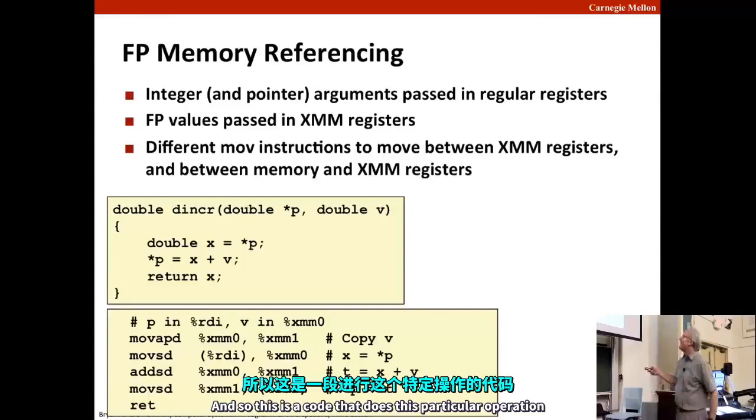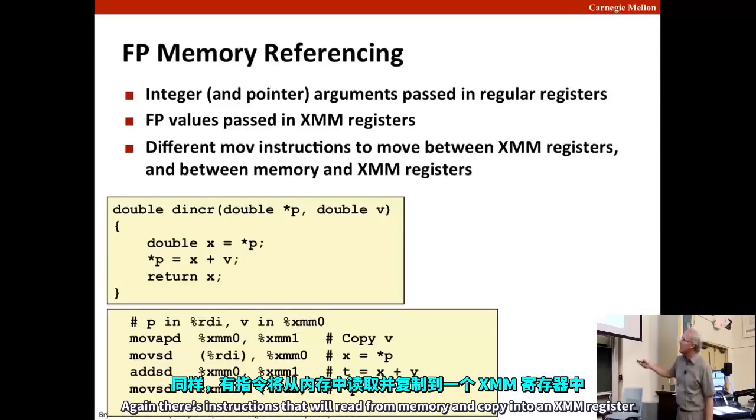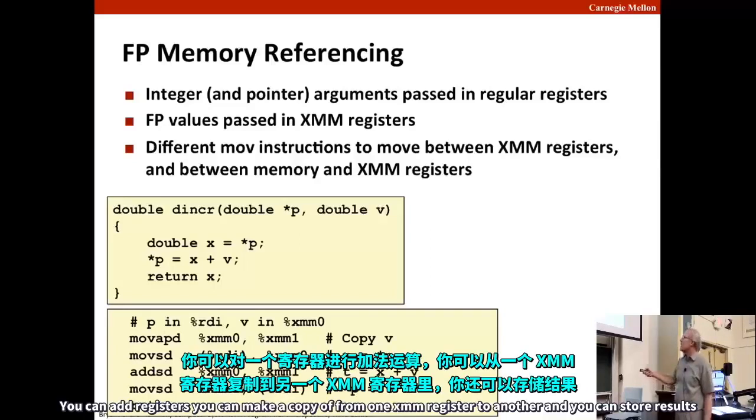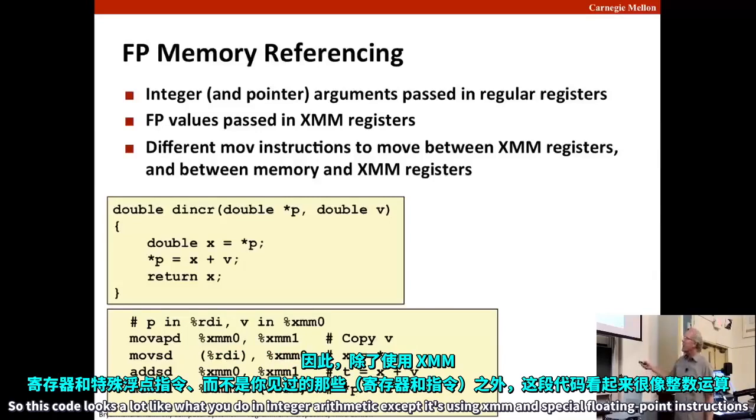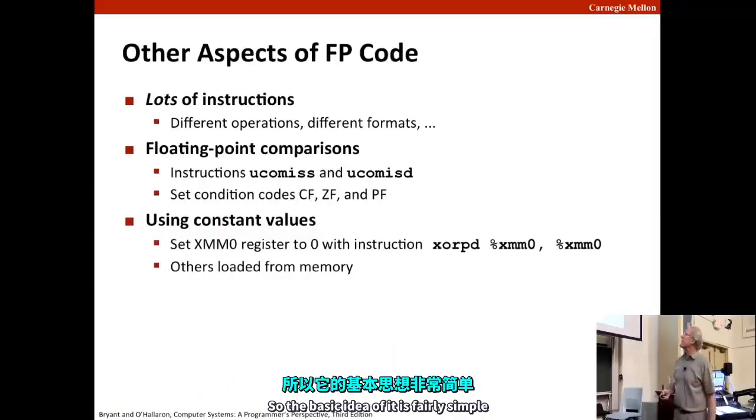Almost done. This is code that does this particular operation, and it's interesting because it's doing memory referencing. Again, there are instructions that will read from memory and copy into an XMM register. You can add registers, make a copy from one XMM register to another, and store results. So this code looks a lot like what you do in integer arithmetic, except it's using XMM and special floating point instructions rather than the ones you've seen before. The basic idea is fairly simple.